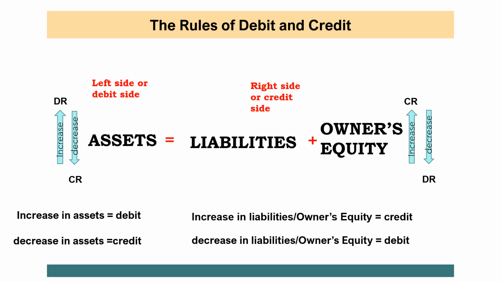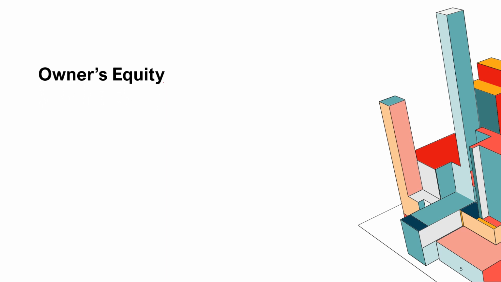Okay, I hope the rules of debit and credit are clear to you. Again, you have to remember the accounting equation wherein assets equals liabilities and owner's equity. Since assets are found on the left side, this is actually the debit side. Assets' normal balance is debit, and liabilities and owner's equity are found on the right side, and that's the credit side. Their normal balance is credit. Okay, so let's move on to the next.